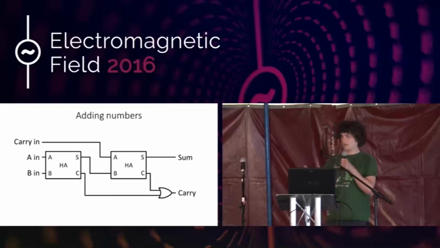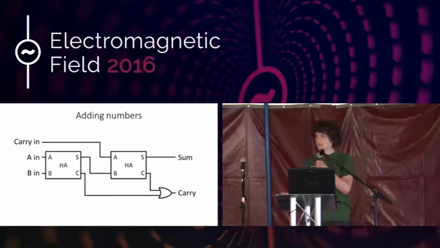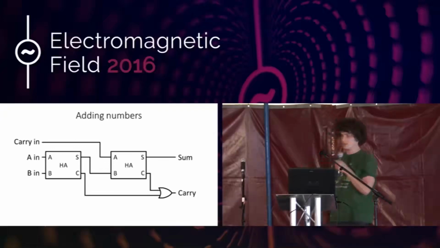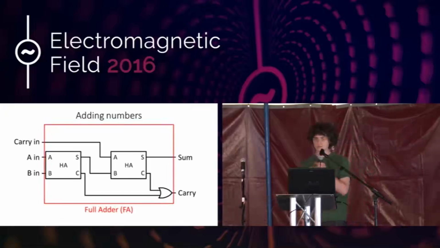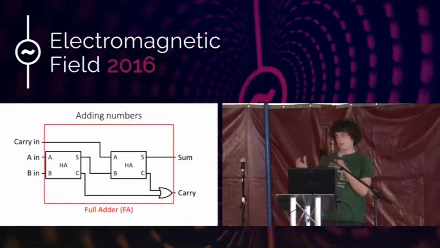So now this circuit allows us to add three numbers. And again, this is something that we very often do. So we draw a box around it, and we call it a full adder. So now we have this full adder, and we can add 3 bits.